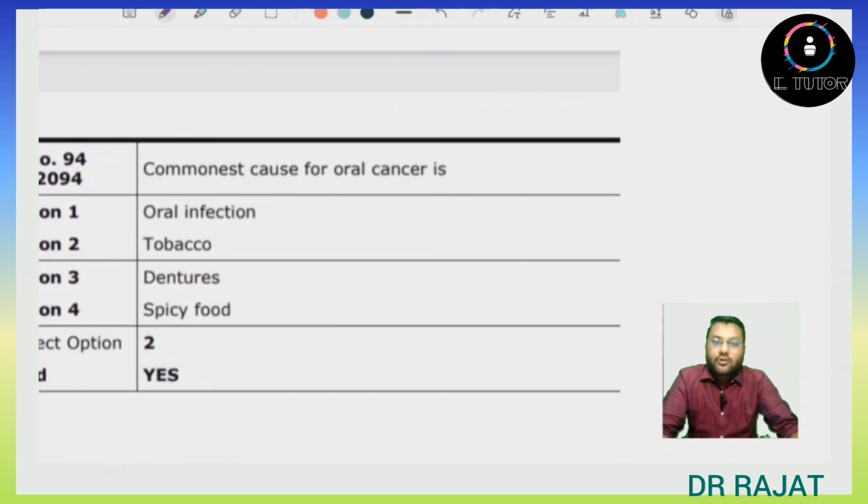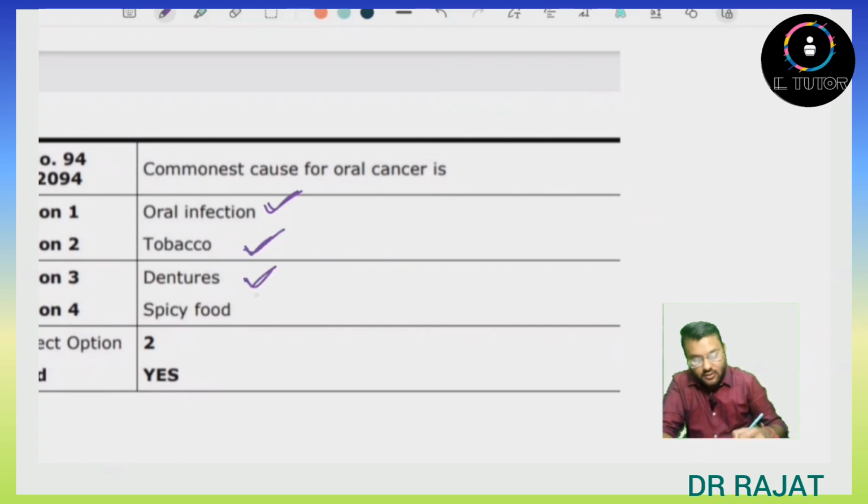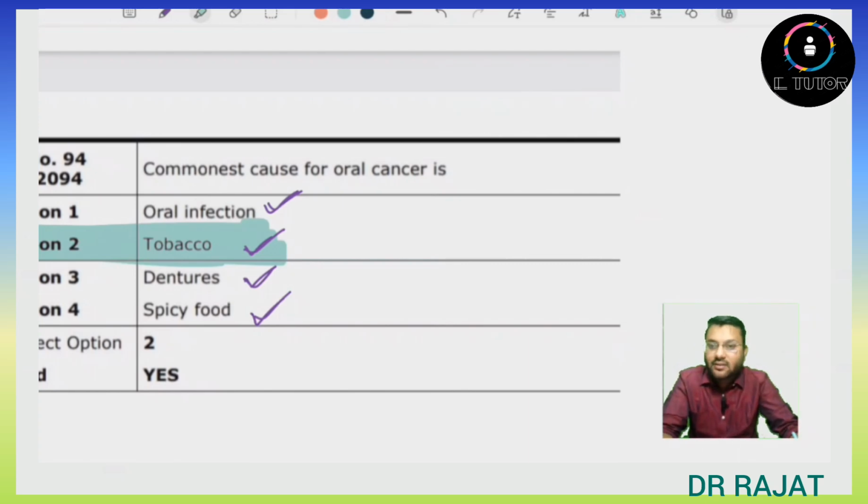The commonest cause of oral cancer is oral infection. This can be true. Tobacco. This is also true. Dentures. This is also true. And spicy food. So all of them can lead to the oral cancer, but among these, the most common cause of oral cancer is tobacco. So the warning is also written on the tobacco packets about the oral cancers.